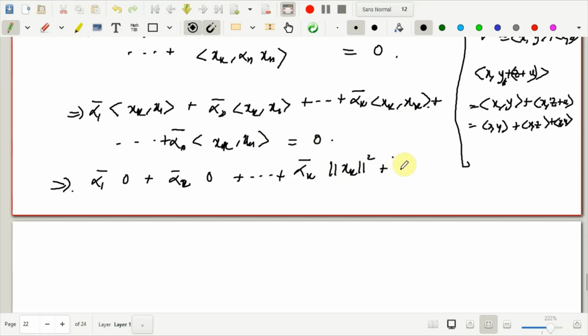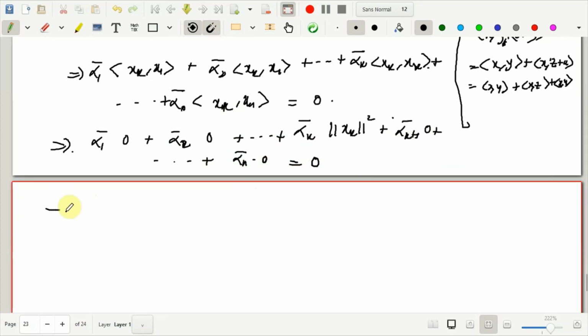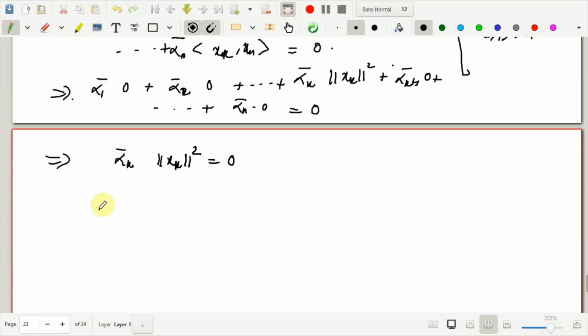This term, the next term will also be equal to 0, alpha k plus 1 conjugate into 0, and like this the sum goes on till the last term, which will also be equal to 0. So what do we get from here? This becomes 0, this becomes 0, all the terms except the kth term. And that is the same as alpha k conjugate into norm of xk the whole square is equal to 0. So this is like a product of two terms in F.